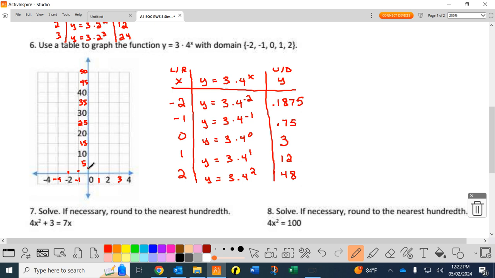The next one is 12, so we're going to go over 1 and up. There's 10, and then 11, 12, a little bit more. And then the last one is going to be over to the right 2 and up 48. Now I'm going to go up all the way to 45, and then 46, 47, 48.